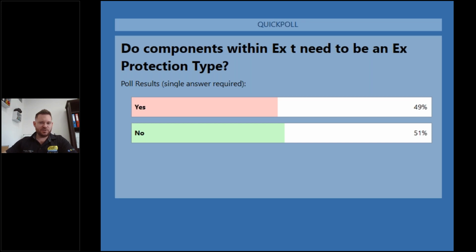Where the external protection, one second. We'll come back to that. So once again, anything that's internal does not need to have a U certificate, does not need to be an EX component. Anything that is making penetration through the wall or is an assembly with the equipment on the outside shall have to be EX rated.